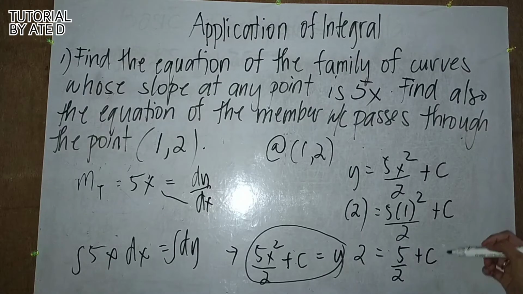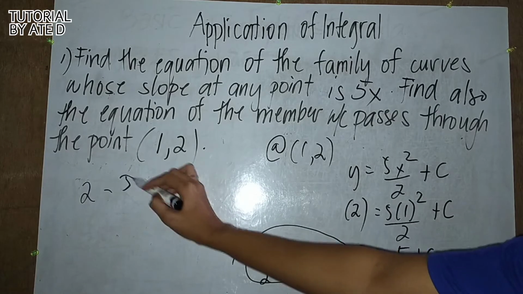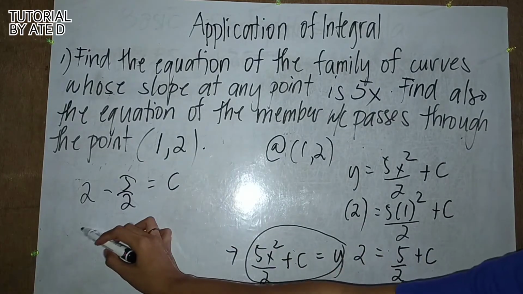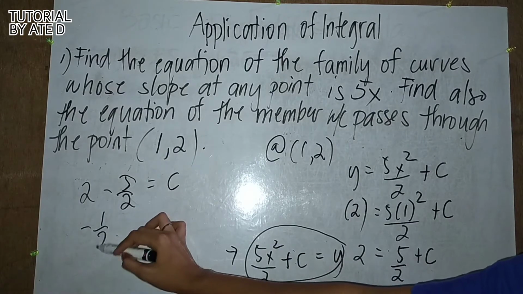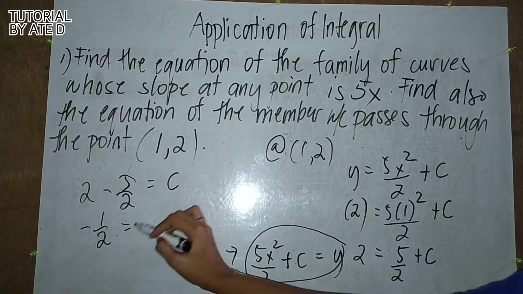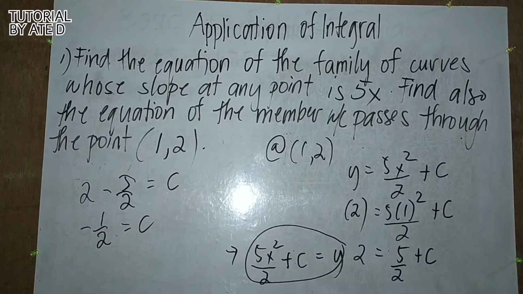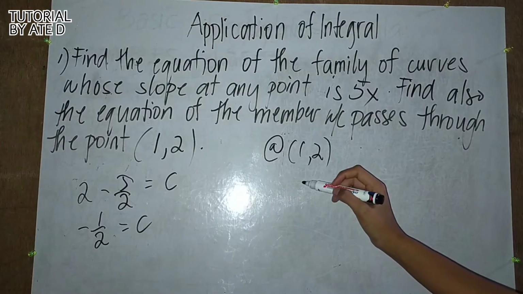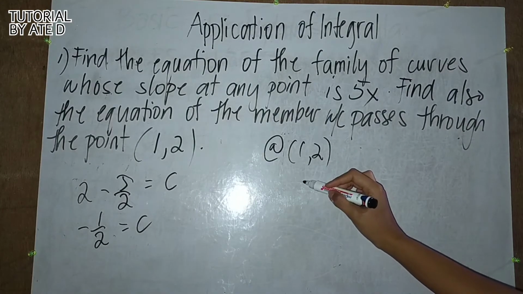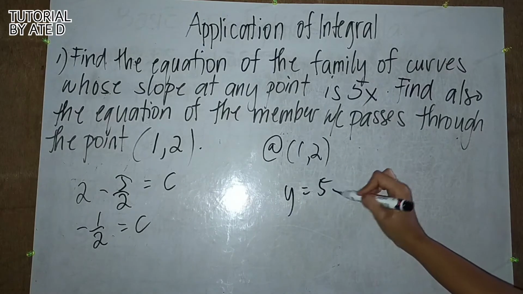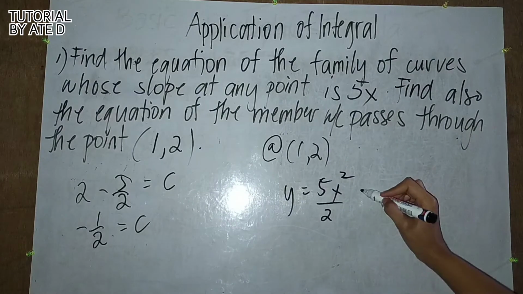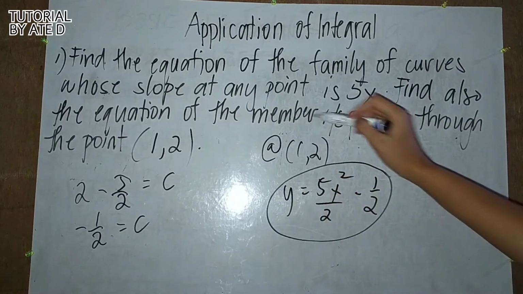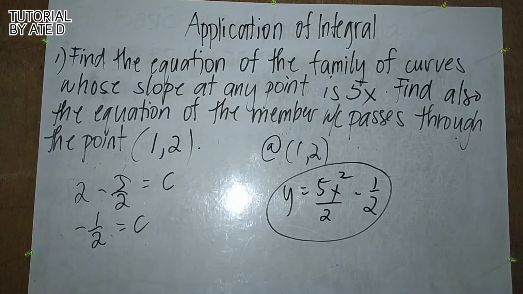Ngayon, kukunin natin yung value ng c. 2 minus 5 all over 2 is equal to c. So, magiging negative 1/2 is equal to c. So, ang value ng c is negative 1/2. Para makuha natin yung equation dito, kailangan natin i-plug in yung values. y is equal to 5x squared all over 2 minus 1/2. So, ito na ang sagot na hinahanap sa number 1.